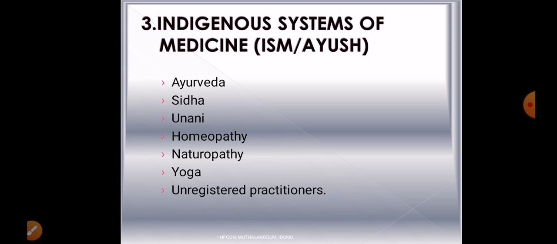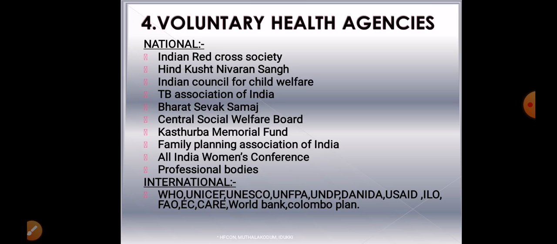Then this is about the indigenous system. This also can be asked for 5 marks. This is also very very important. Then the next streamline through which the health care is delivered is various voluntary health agencies. So this also we have studied in detail.